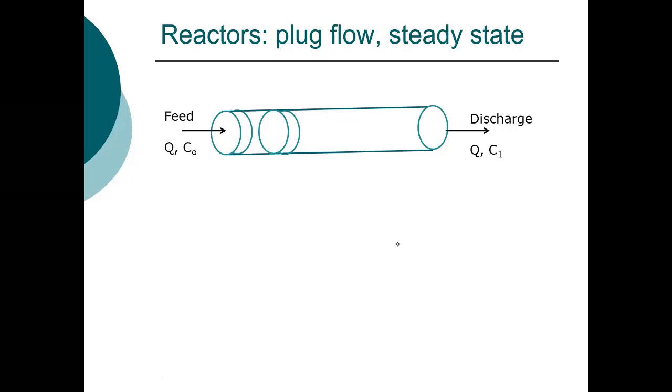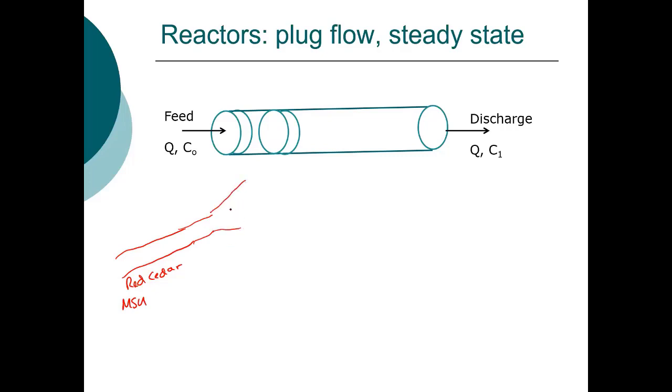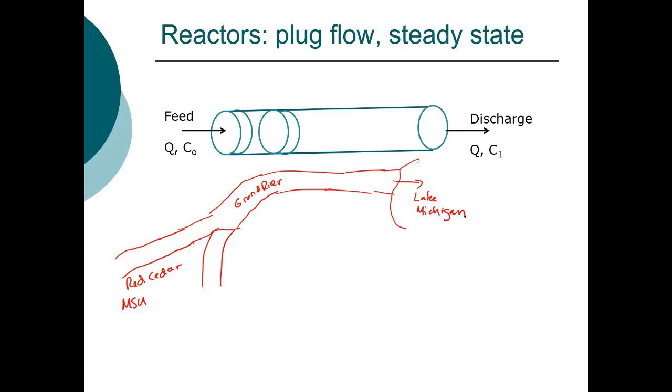So we could think about it as, here's the Red Cedar. Let's say you decided to kayak from the MSU campus to the Grand River, where it joins the Grand River, and all the way to Lake Michigan, and out into Lake Michigan. You're going to kayak all the way through. And on your kayak, you're carrying a reactor.